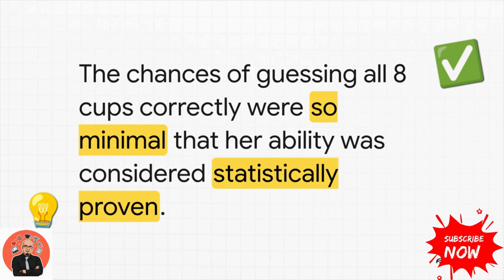The result, her getting all 8 right, was so incredibly unlikely to happen by random chance that the only logical conclusion was it wasn't random chance. She actually had the skills she said she did. Her ability was, in the language of statistics, statistically significant.